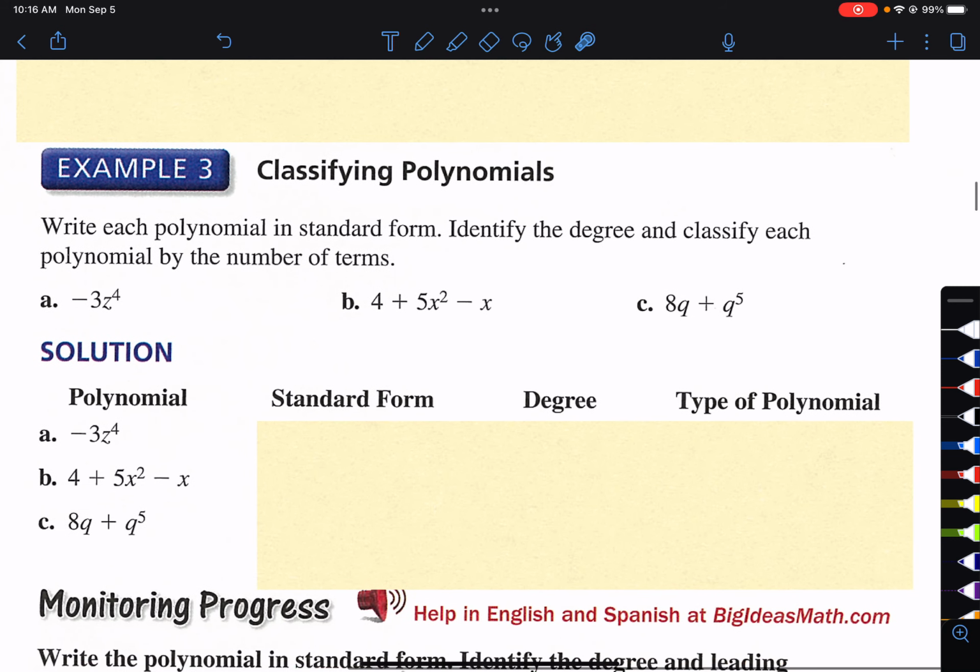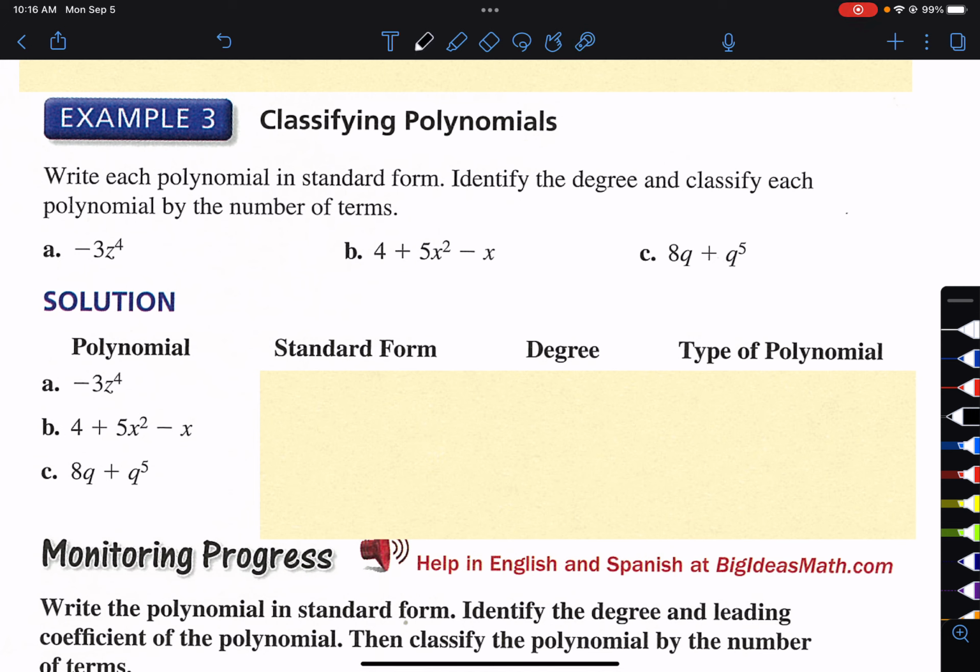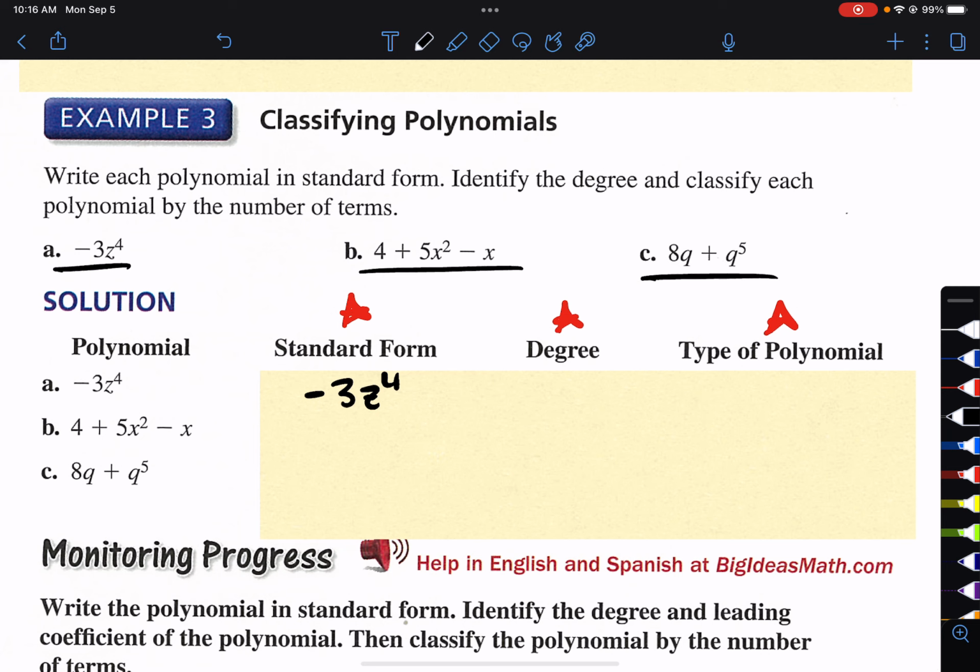Okay, classifying polynomials. Polynomials have a couple of different names. I'm not going to spend a lot of time on this, but again, I want you to get used to hearing the language. So in example number 3, it gives me 3 different polynomials, and it asks me to do a couple things. It wants me to write them in standard form, and then label what their degree is, and then name what type of polynomial. So this first one, we're just going to go down the list. -3z to the fourth. That's only one term. So standard form is easy, because there's only one term.